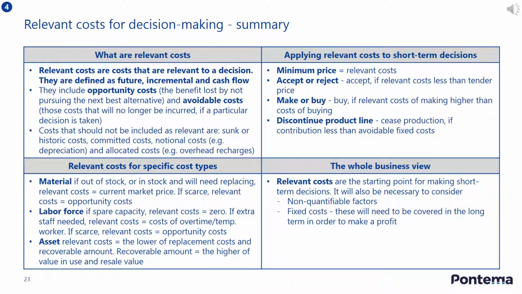In summary, when analysing the relevant costs for decision-making, understand what relevant costs are, such as opportunity and avoidable costs, and the types of costs that should be ignored, such as sunk costs. Take time to understand the relevant costs for specific cost types, like materials, labour, and assets. Relevant costs can be applied to various short-term decisions, such as whether to accept a tender or not, whether to make or outsource an item, and whether to discontinue a product line or not.